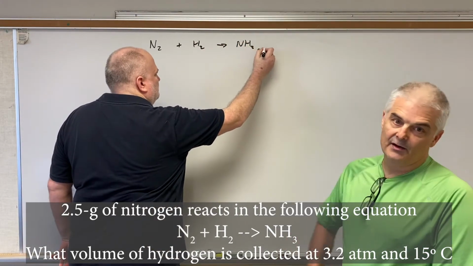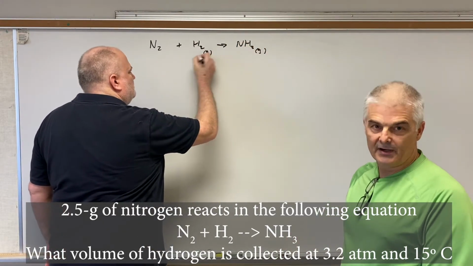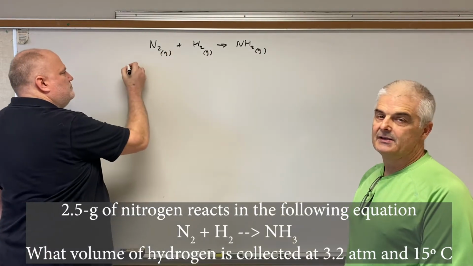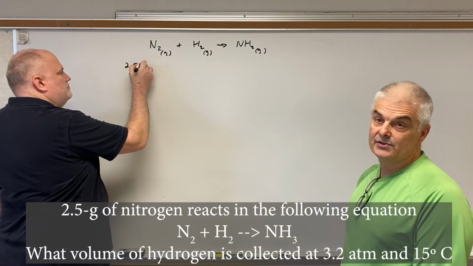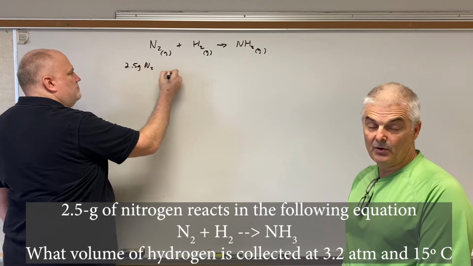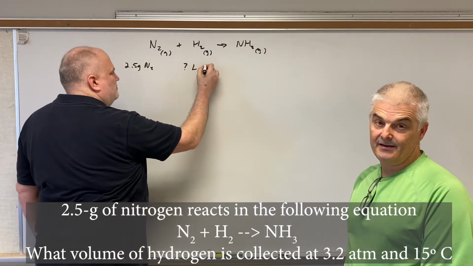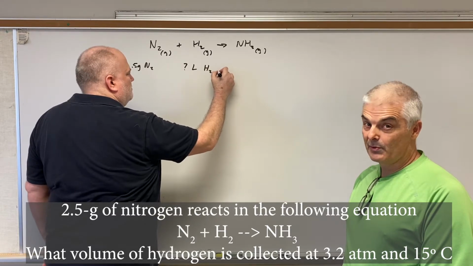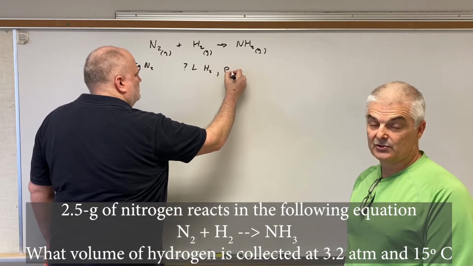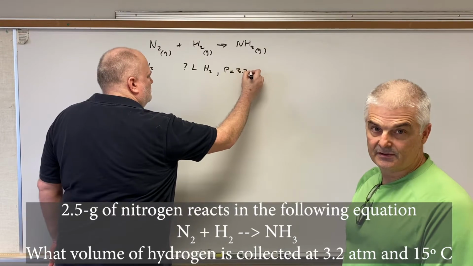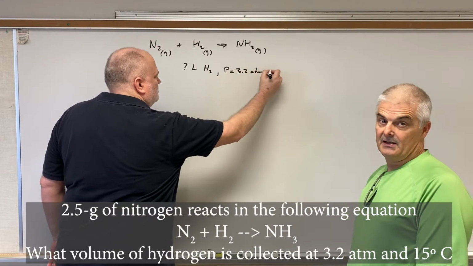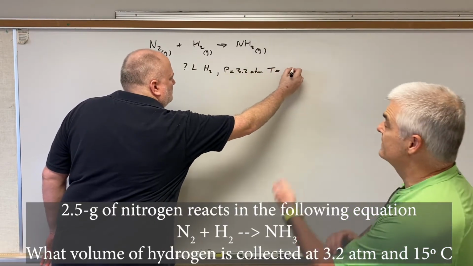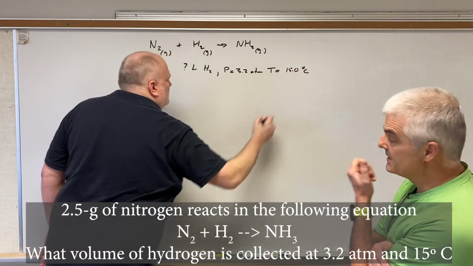You can see that we were given 2.5 grams of nitrogen. It says, how many liters of hydrogen are required at a pressure of 3.2 atmospheres and a temperature of 15 degrees Celsius. All right, let's see if we can figure out this problem here.